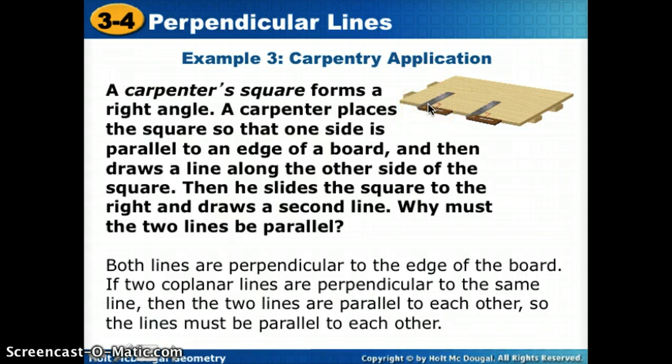So these are both perpendicular, and if two coplanar lines, notice they're on the same board, so they're on the same plane, are both perpendicular to the same line, this edge, then those two are parallel. So the lines must be parallel to each other.